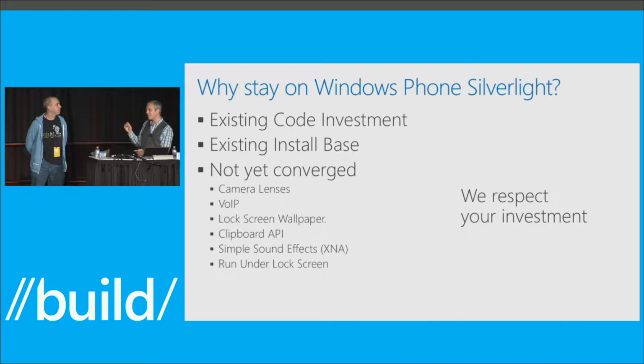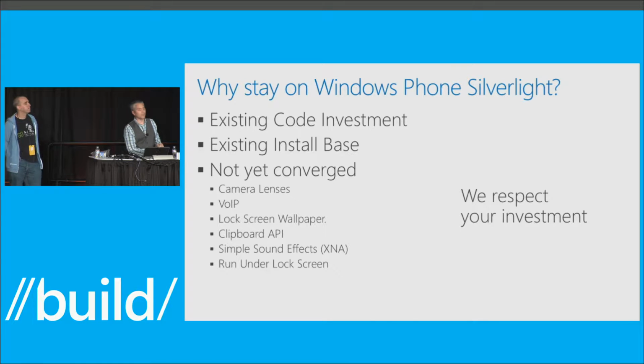All right, so there's some other things that are just plain gotchas. Yep, some of those gotchas are camera lenses, voice over IP, lock screen wallpaper, the clipboard API, simple sound effects from XNA if you've used that, or the ability to run underneath the lock screen. So these are things that are a little bit on the edge, right? Every application doesn't use them. Probably the bulk don't either. But if your application does, or the one you're thinking about does, it's already set. You're going to be building a Silverlight application, right?